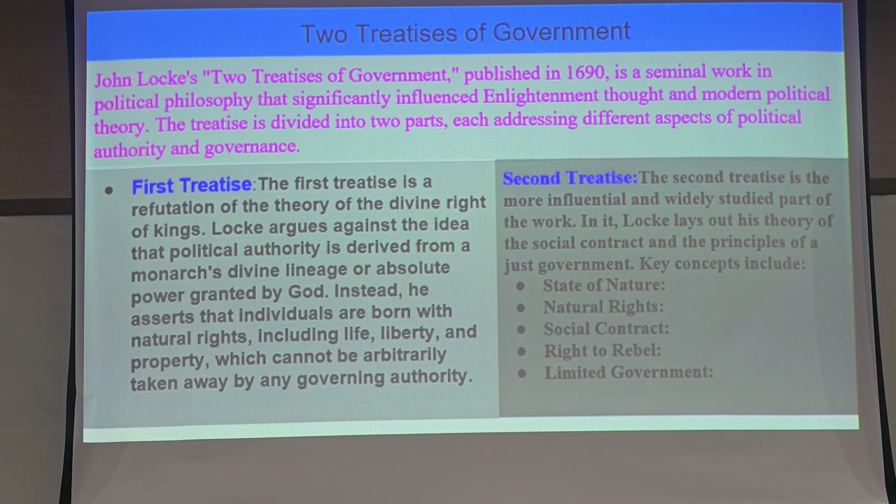Then the second treatise is the more influential and widely studied part of the work. In it, Locke lays out his theory of the social contract and the principle of a just government. The key concepts include the state of nature, that humans are free and equal. Then natural rights: right to life, liberty and property. Social contract: people agreeing to form a government to protect their rights.